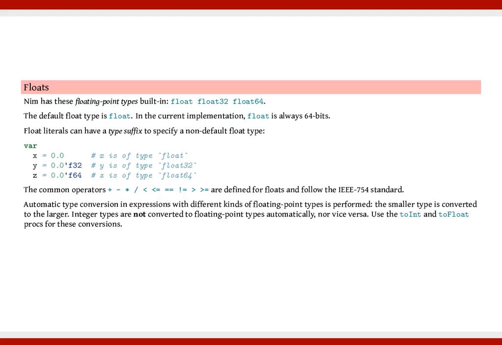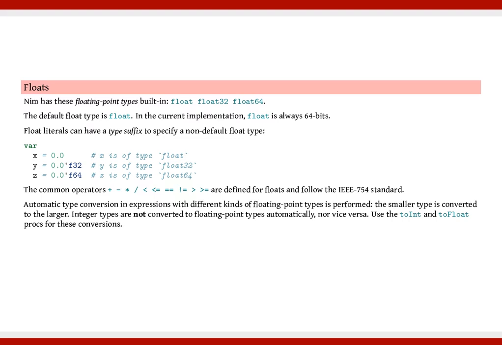Floats. Nim has these floating point types built in: float, float32, float64. The default float type is float. In the current implementation, float is always 64 bits. Float literals can have a type suffix to specify a non-default float type.